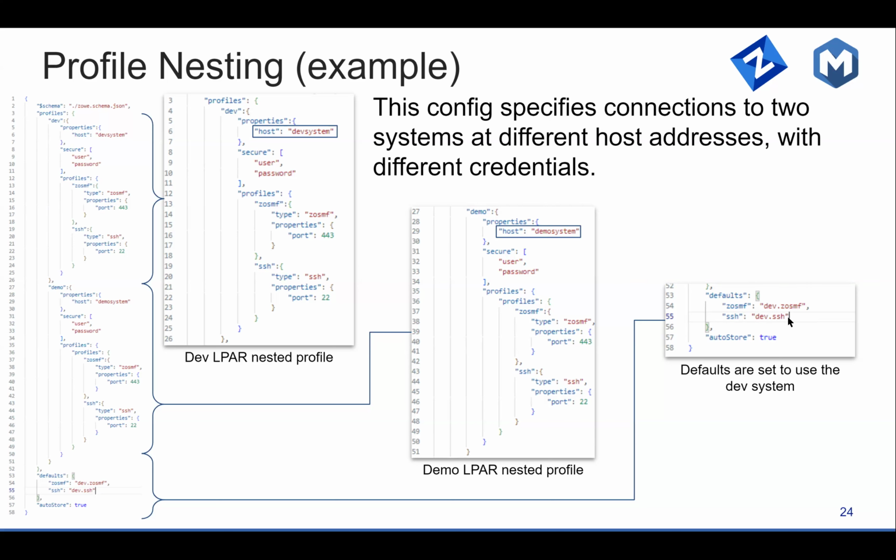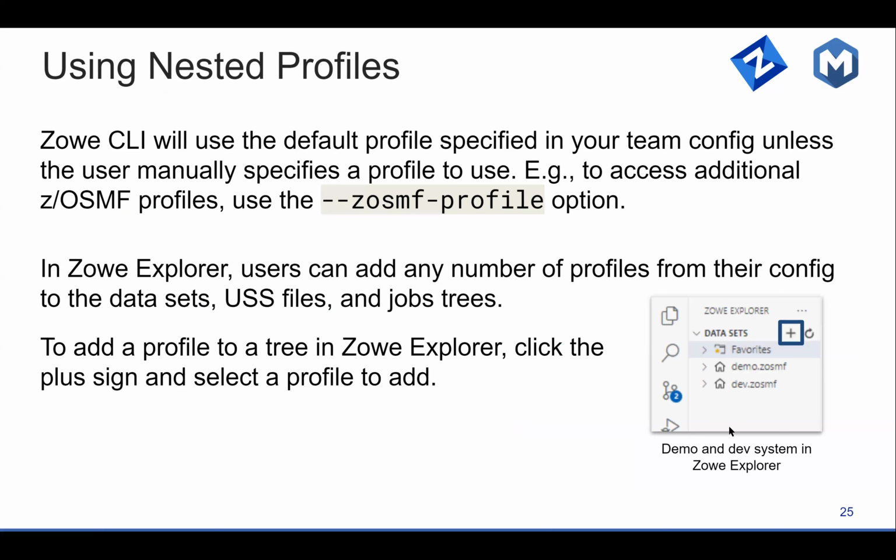If I had multiple levels, maybe I had, I don't know, system1.dev.ssh. If you had another level of nesting, you just add another period between the different profile names. So that's nesting in a nutshell. And that shows you how to build the team config in a way that implements profile nesting.